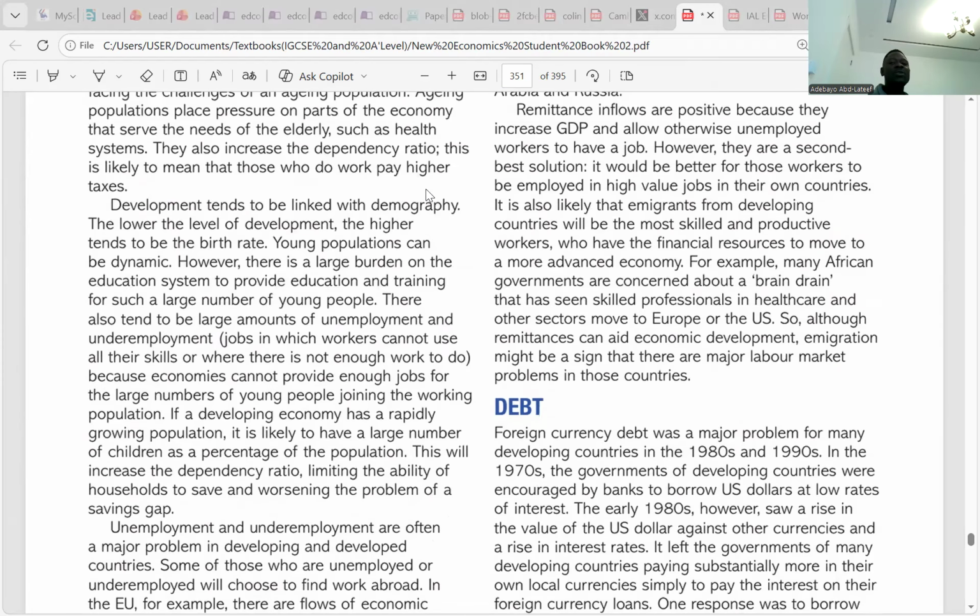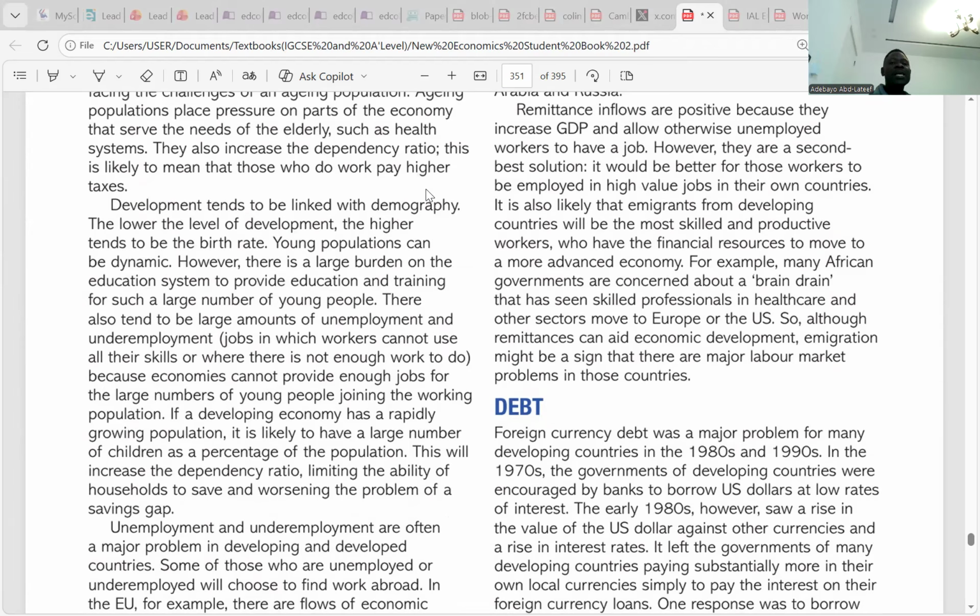Development tends to be linked with demography. The lower the level of development, the higher tends to be the birth rate. Young populations can be dynamic. However, there's a large burden on the education system to provide education and training for such a large number of young people. There also tends to be large amounts of unemployment and underemployment because economies cannot provide enough jobs for the large numbers of young people joining the working population.